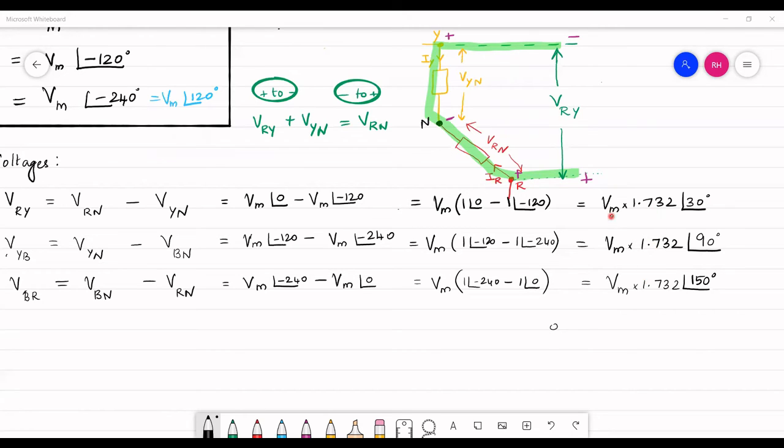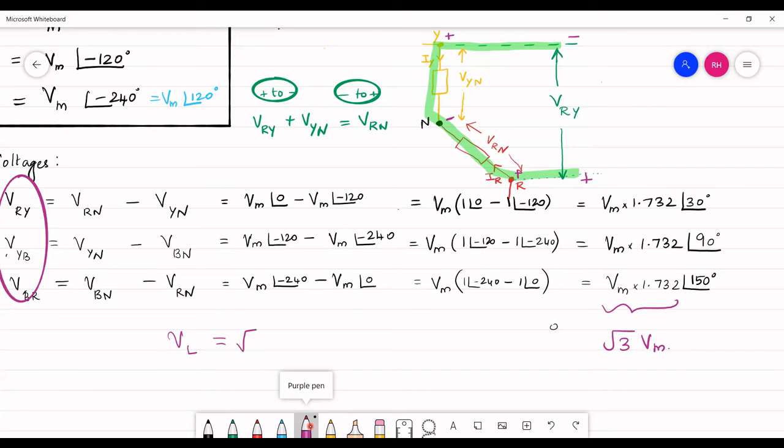It can be seen that the magnitude of the line voltage of a star connected system is 1.732 times Vm. 1.732 times is nothing but root 3 times Vm. So this could be written as root 3 times Vm. And it could be learned from this expression that the line voltage in general could be written as root 3 times the phase voltage.